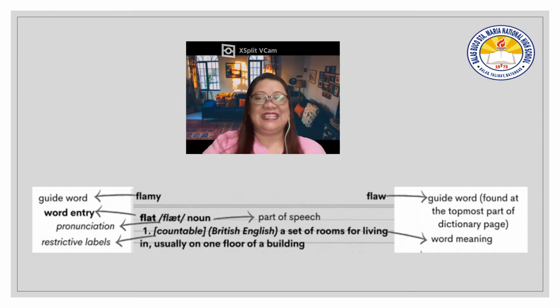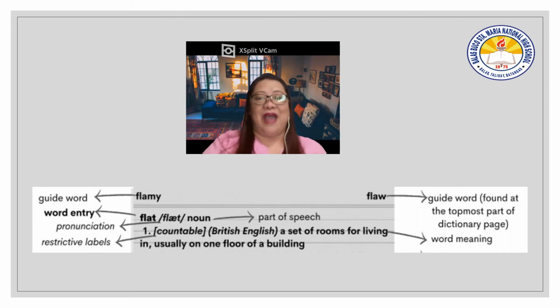Let us take this example. We are looking for the word entry flat. So therefore, we have here the two guide words. We have on the left, flamey, and on the right, flow. Since flamey is on the left side of the page, flamey is the first word on that particular column. On the other hand, flow, the guide word on the right, might be the last word on the second column.